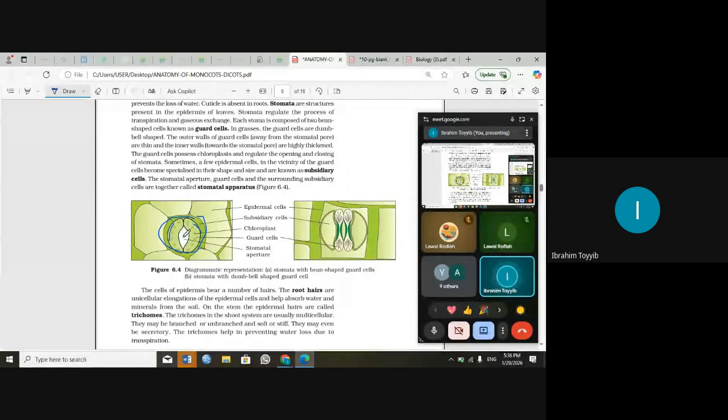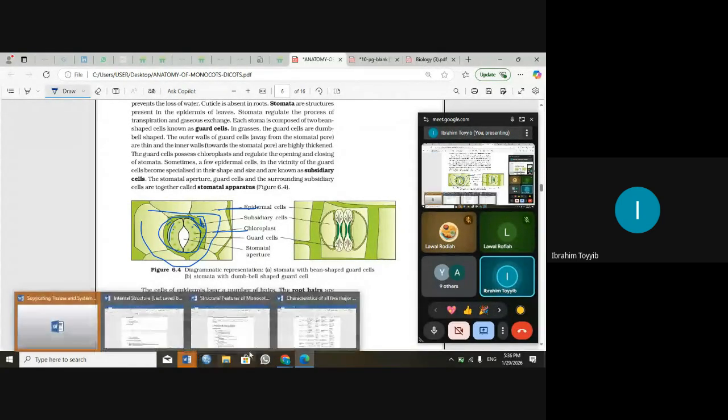So the whole pore is called the stomatal aperture, and the cells that cover the guard cells, this part, are called the subsidiary cells. Look at the outermost part here. It's called the epidermal cells. You can see this green circular thing inside the guard cell. That's the chloroplast. And chloroplast also has its own structure.